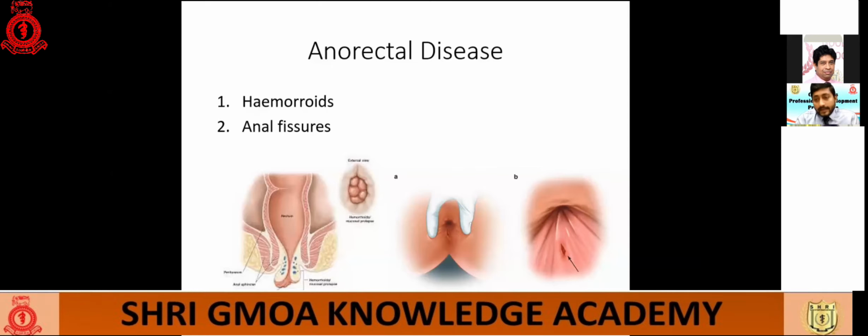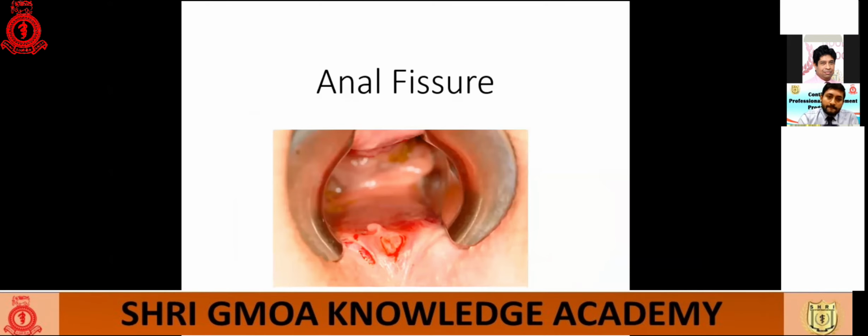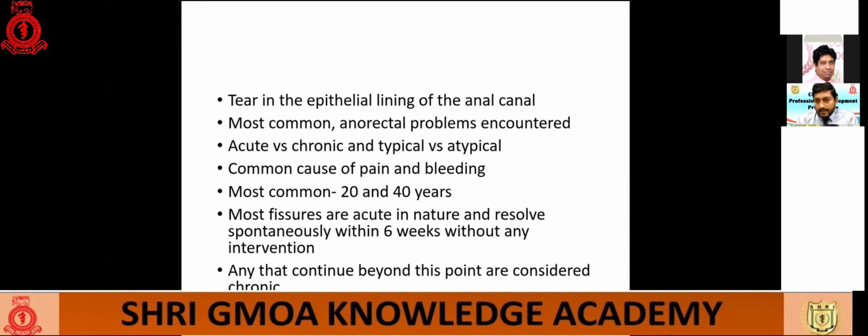Then coming to anorectal disease. This is one of the more common causes for PR bleeding. The main two anorectal diseases are hemorrhoids and anal fissures. So I'll talk about anal fissures. These patients most commonly present to your GP practice with classic symptoms. They complain of pain or passage of glass particles while passing stools, and it is very painful, and they are afraid to defecate because of this persistent pain.